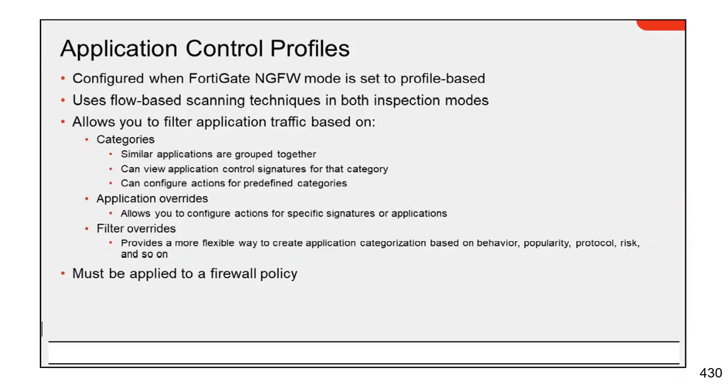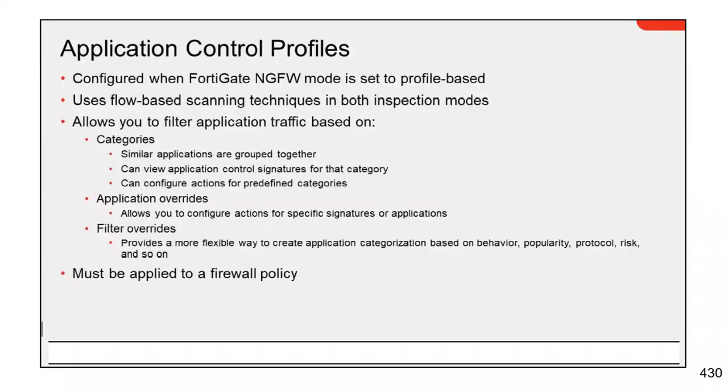Just like you have the web filter category, if you have a social media category, then everything in social media would come inside it. So Facebook, Insta, Snapchat and all that stuff would come under social media. The same functionality applies with the application control category as well. Next is called application overrides.